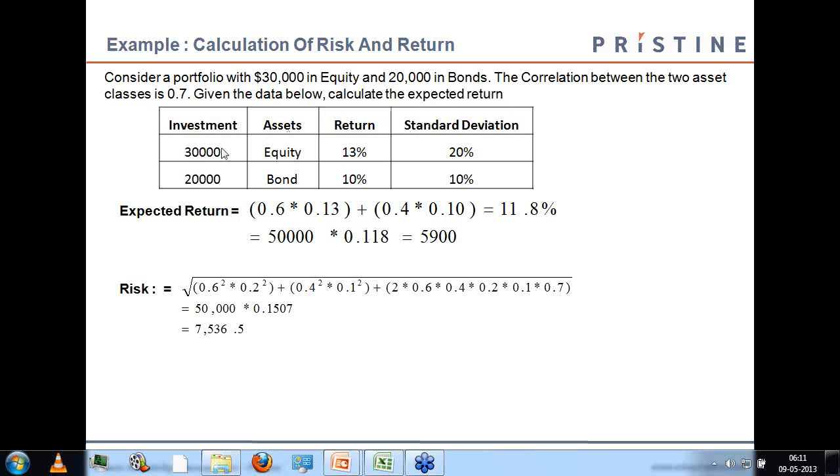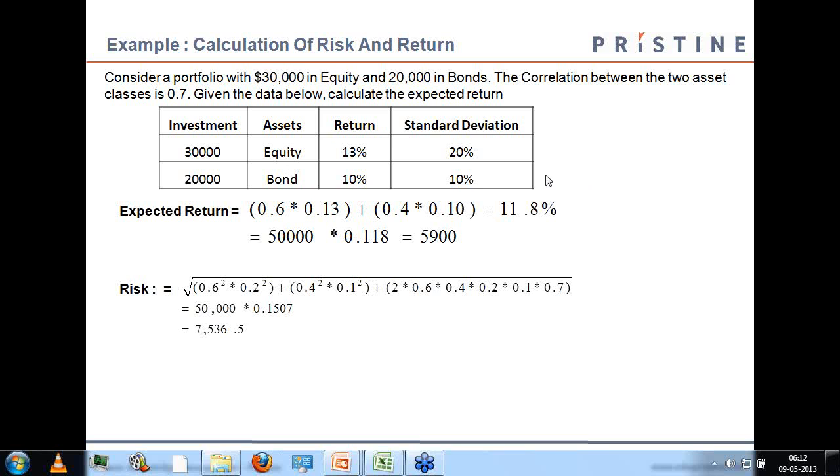Right? So we have an investment of $30,000 in equity, and it is giving us a return of 13%. And the risk associated with this equity is 20%. We have made another investment of $20,000 in bonds, and the return it is giving is 10%, and the risk associated with the bonds is 10%. So you can see equity is riskier than the bond, but it is also giving you higher return.